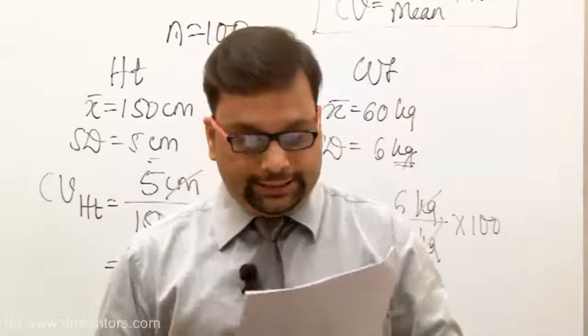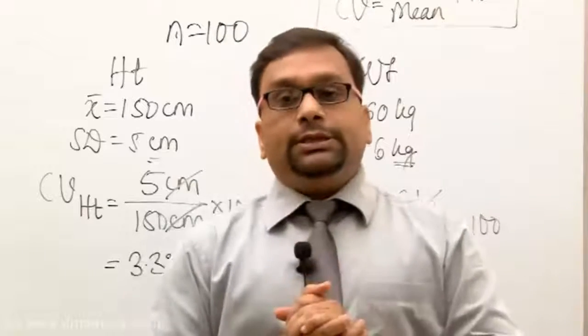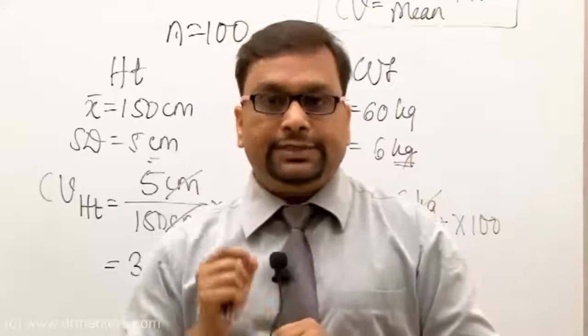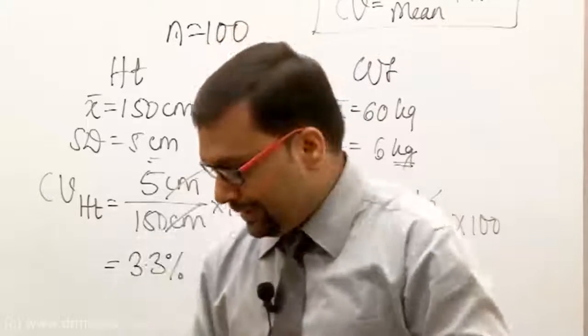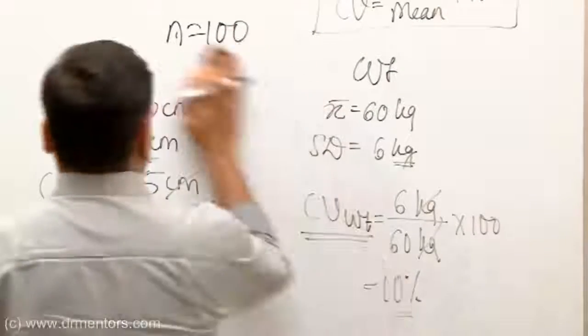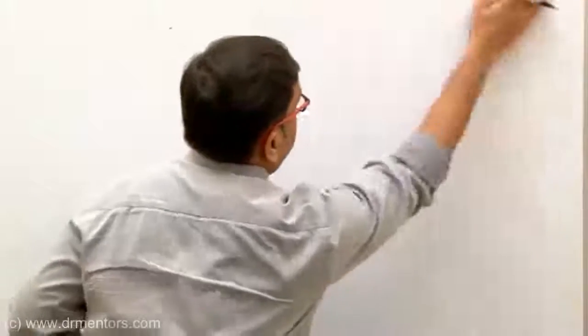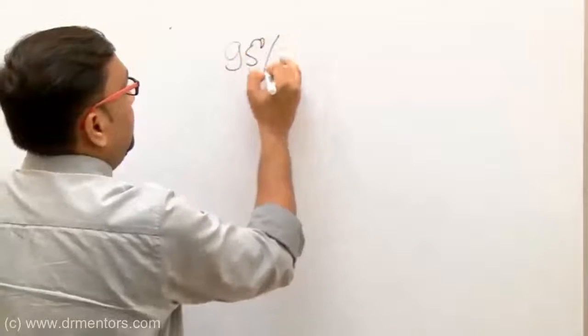Now here the question asked is about the 95% confidence interval. From the idea of normal distribution, you know the empirical rule of 68, 95, 99 which is applicable to normal distribution, which says mean plus minus 1 SD is equal to 68%, mean plus minus 2 SD is equal to 95% and mean plus minus 3 SD is equal to 99%.